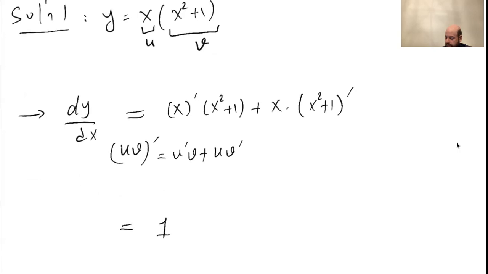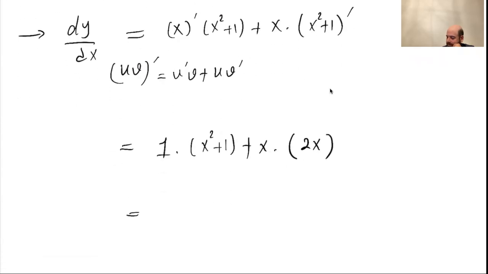Now the derivative of x is 1, so 1 times x squared plus 1 plus x times, now what is the derivative of x squared plus 1? Here we have addition of two functions, x squared and 1. So the derivative of addition of two functions is addition of their derivatives. So the answer will be the derivative of x squared, which is 2x, plus the derivative of 1, which is 0. Because the derivative of a constant function, we know it's 0. And we know the derivative of x to power m is m times x to power m minus 1. So x times 2x. And then this is x squared plus 1 plus 2x squared. And the answer will be 3x squared plus 1.